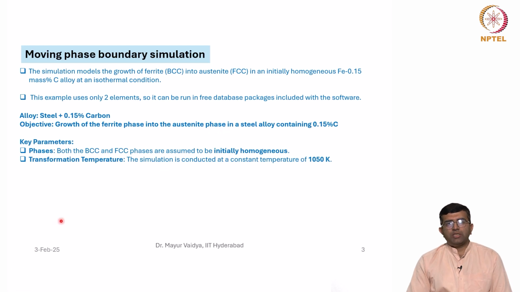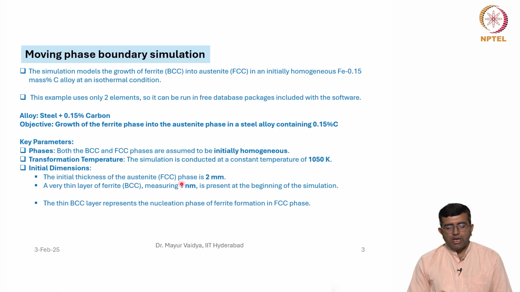So what are the key parameters here for us? Both the FCC and BCC phases are assumed to be initially homogeneous, and the simulation is conducted at a constant temperature of 1050 Kelvin. The initial thickness of the austenite phase is 2 mm, and a very thin layer of ferrite, BCC, measuring 1 nanometer is present at the beginning of the simulation. So at 1050 Kelvin, we will see how this layer grows into the austenite. Why is this thin layer considered? It represents the nucleation phase of the ferrite formation in the FCC phase.